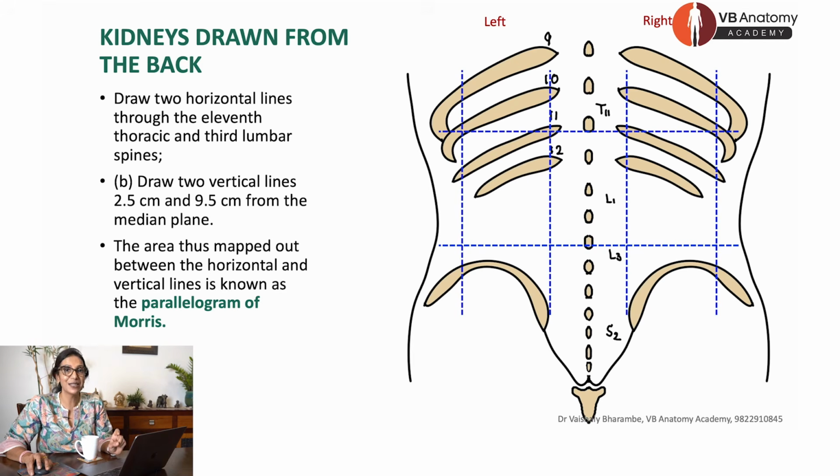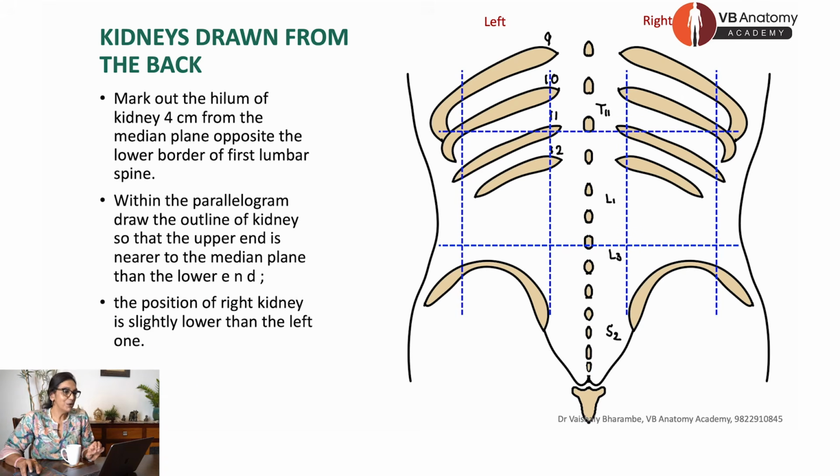It's asked. Even though you have much better ways of plotting, parallelogram of Morris is asked very often in exams by your senior doctors. So do please prepare for this. Parallelogram of Morris. Inside this, we're going to fit our right and left kidney. So mark out the hilum of kidney 4 cm from the median plane opposite the lower border of first lumbar vertebra. Which plane am I talking about? Of course, the transpyloric plane. So 4 cm on either side is the transpyloric plane.